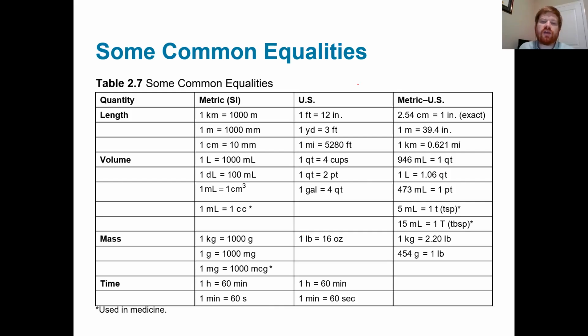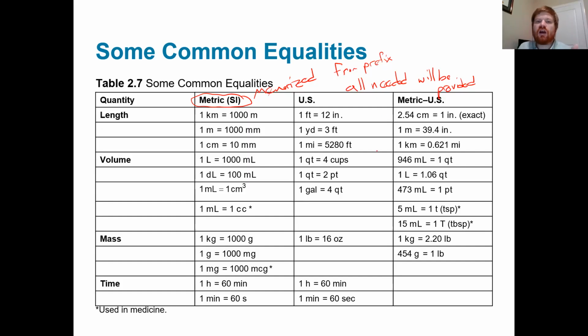Okay, and so here's our common equalities. Now, I am going to provide you with all the ones that are necessary on your exam. The metric ones you need to memorize, right? These are all going to be memorized from the prefixes. However, the US and the metric-US conversions that are needed will be provided on the test. You'll basically have an extra sheet stapled to the back of your test, but you can rip it out, and it will have all of the conversion factors that you need.